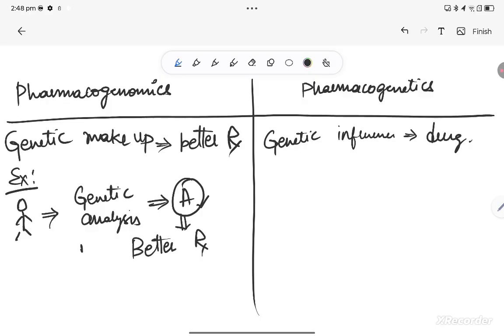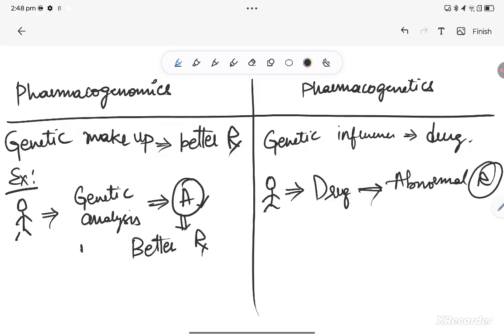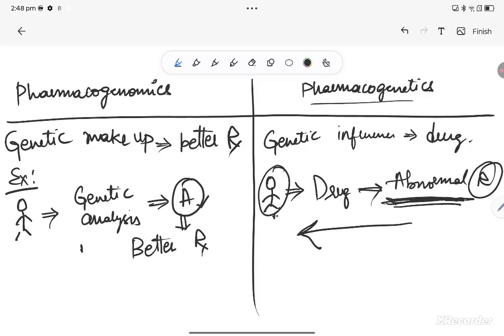Whereas with respect to pharmacogenetics, let us say there is a patient who is treated with a drug, and for the drug the patient has shown an abnormal response, not something normal. Now the clinician starts understanding the genetic makeup of the individual to understand why this abnormal response is present. So, pharmacogenetics is primarily a retrospective thing. After seeing the response to the drug, then we go for the genetic assessment.